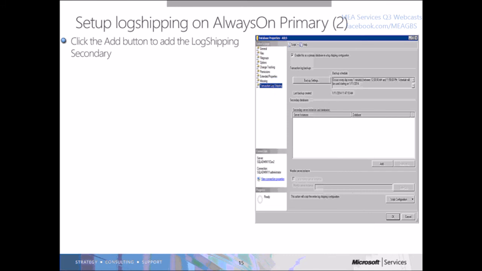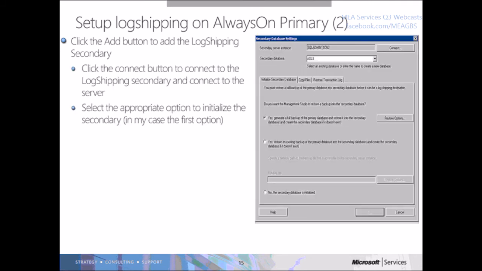So after clicking on the add button, you will see the following dialog. Then we click on that server, or basically we connect to that server, and then click on the appropriate option to initiate the secondary servers. For example, that's the dialog box that you would be looking at. In this case, I have selected yes, or basically the first option, so that I take the full backup from the production server and then restore it on the secondary server.